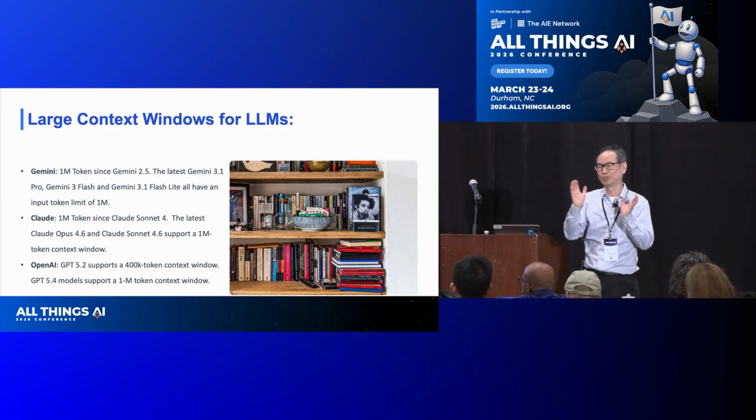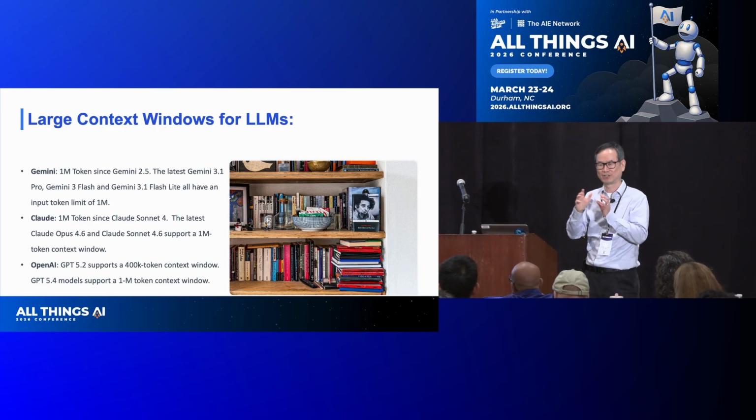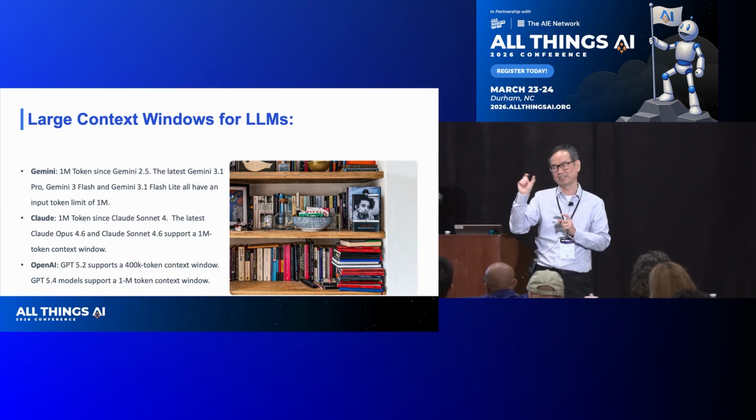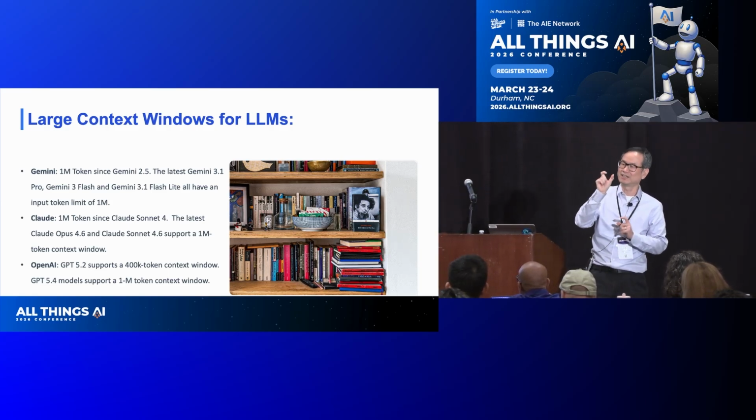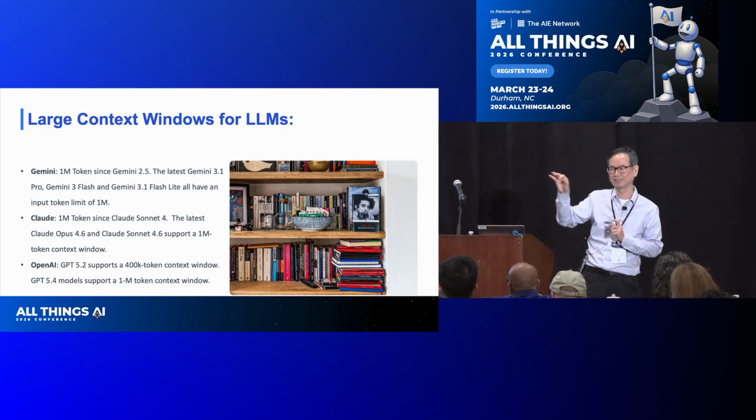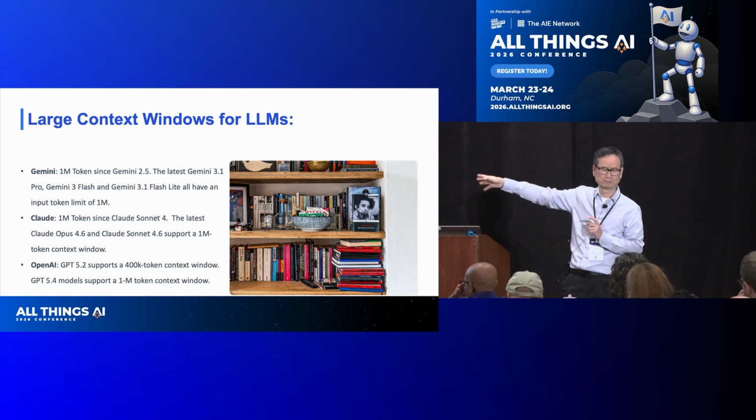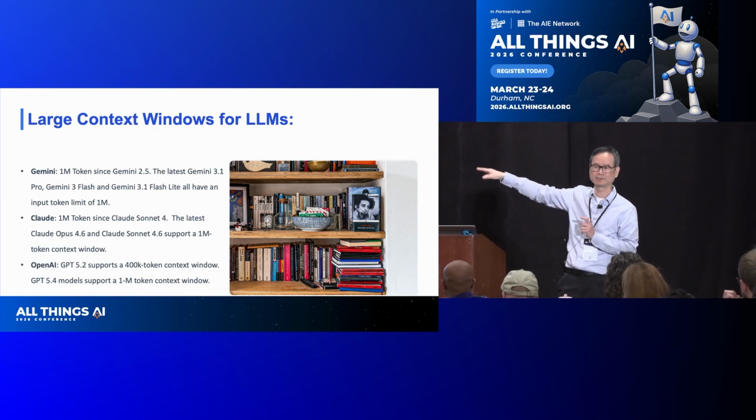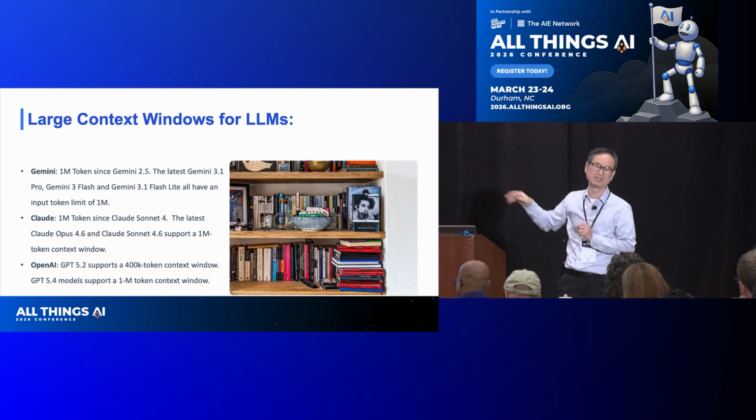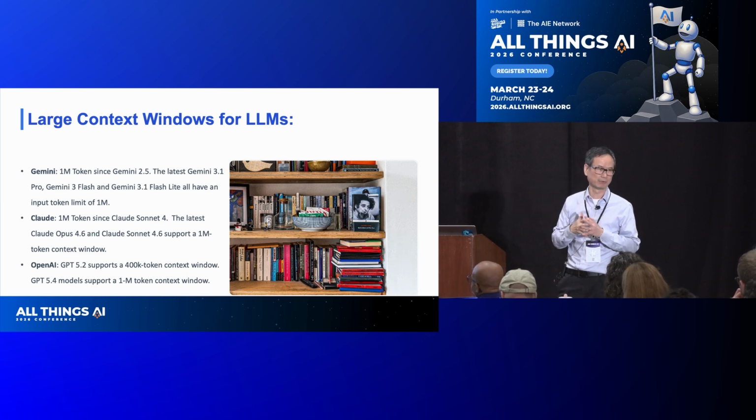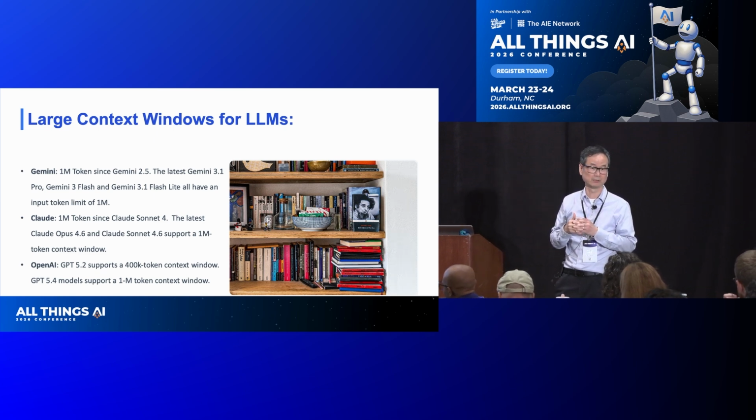For those of you who follow OpenAI models, they started with just an 8K context window, then 128K for a while, then 200K, then 400K. And just about 2 weeks ago, on March 5th, when they released GPT 5.4, that's the first time they supported a 1 million token context window.